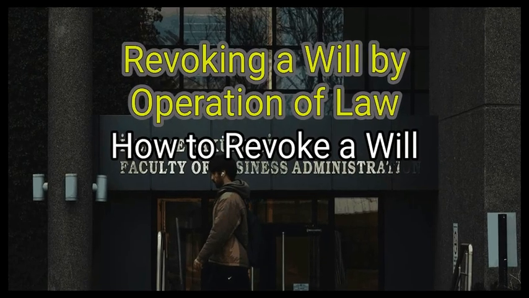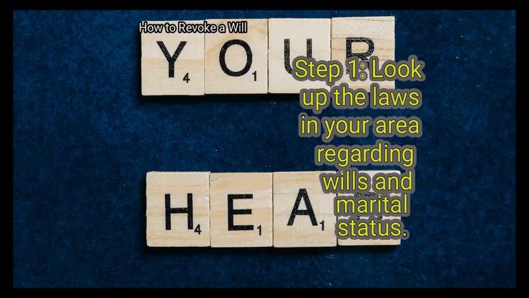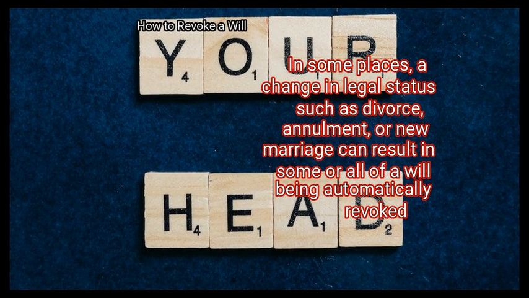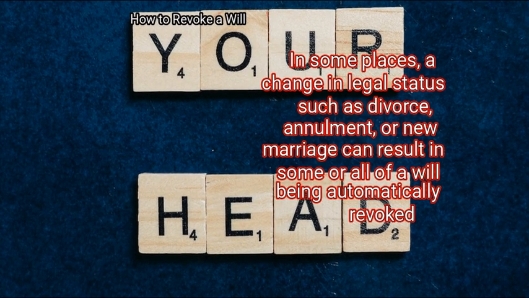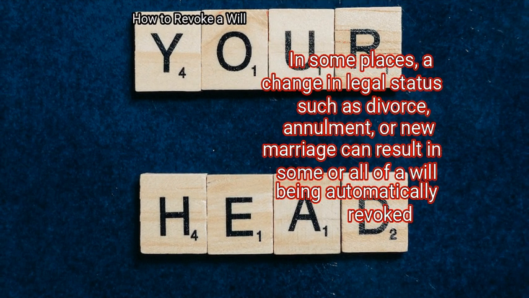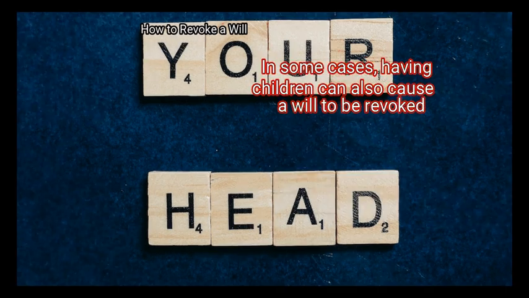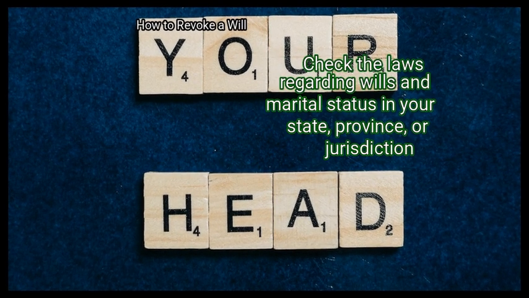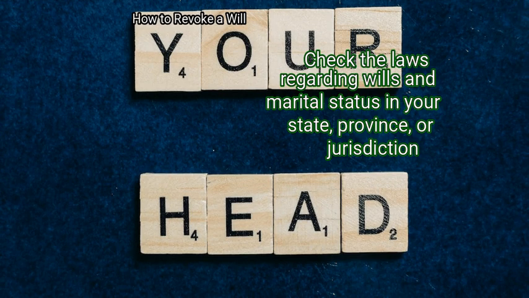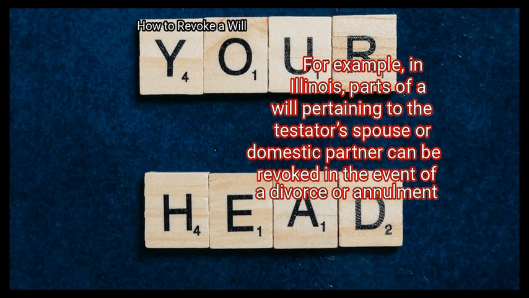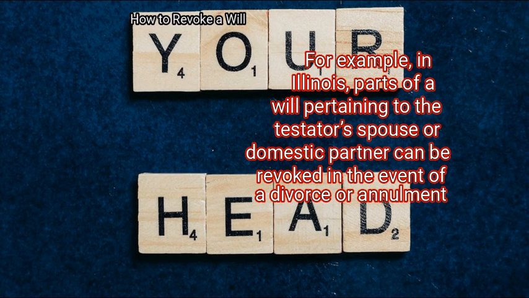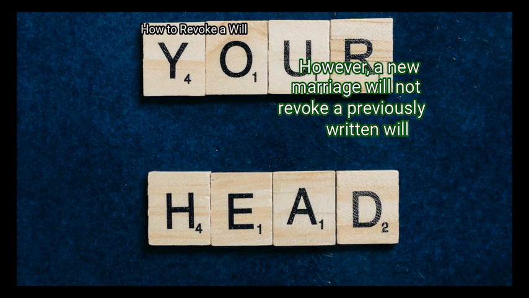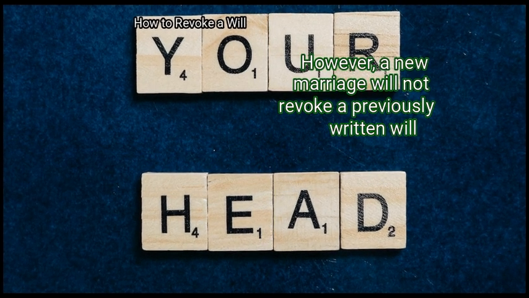Method 4. Revoking a will by operation of law. First is look up the laws in your area regarding wills and marital status. In some places, a change in legal status such as divorce, annulment, or new marriage can result in some or all of a will being automatically revoked. In some cases, having children can also cause a will to be revoked. Check the laws regarding wills and marital status in your state, province, or jurisdiction. For example, in Illinois, parts of a will pertaining to the testator's spouse or domestic partner can be revoked in the event of a divorce or annulment. However, a new marriage will not revoke a previously written will.